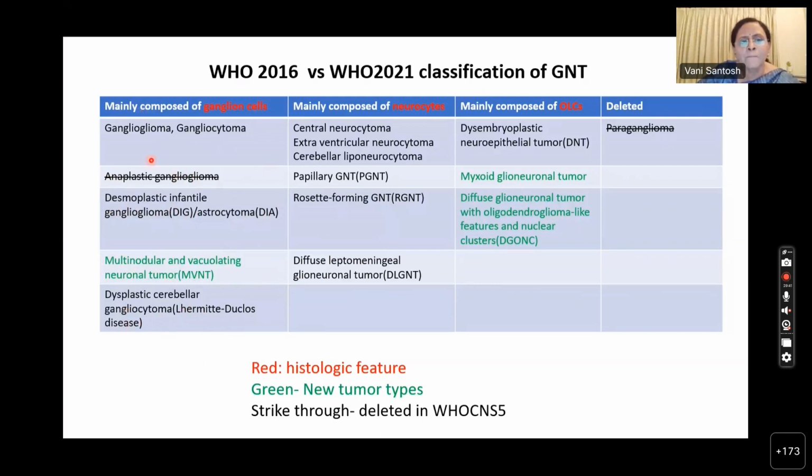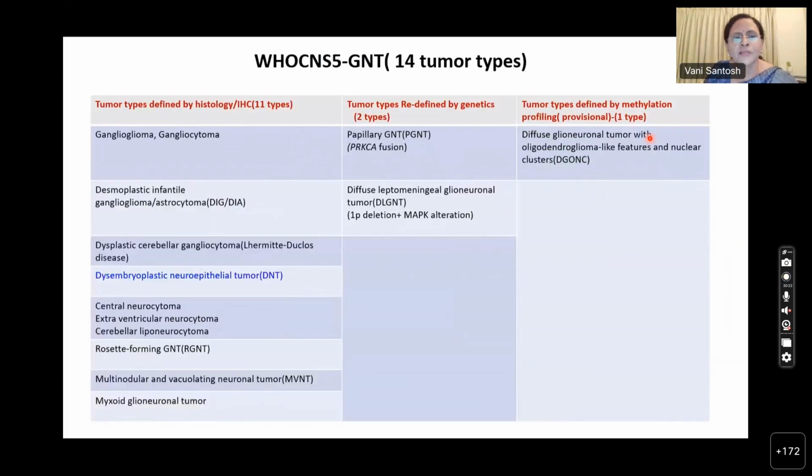All of them are characterized mainly by ganglion cells. But there are tumors that are characterized by neurocytic cells, like central neurocytoma, extraventricular neurocytoma, cerebellar liponeurocytoma, papillary glioneuronal tumor, rosette-forming glioneuronal tumor, and diffuse leptomeningeal glioneuronal tumor or DLGNT. These are all composed of neurocytes. And there are tumors composed predominantly of oligodendrocyte-like cells, like our tumor, that is DNET, myxoid glioneuronal tumor, and this new tumor type known as DG-ONC, which you don't have to bother about. And paraganglioma has been removed from this group of tumors.